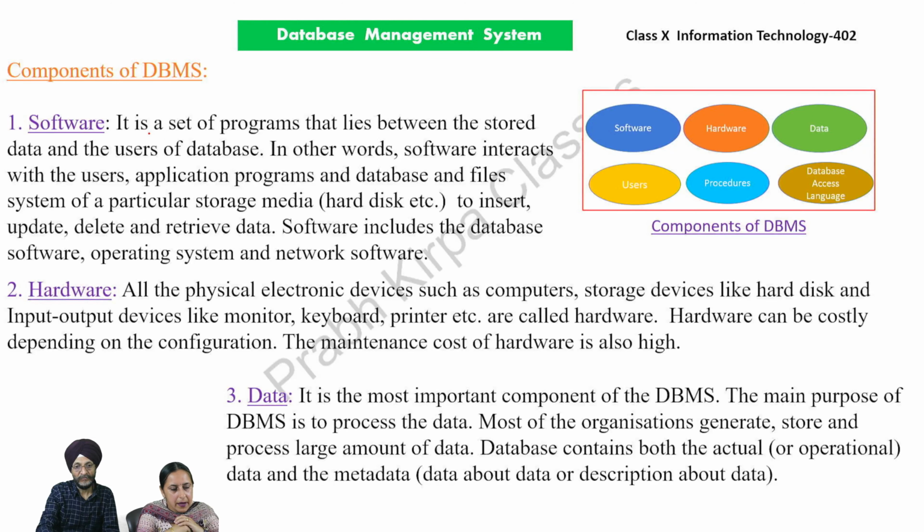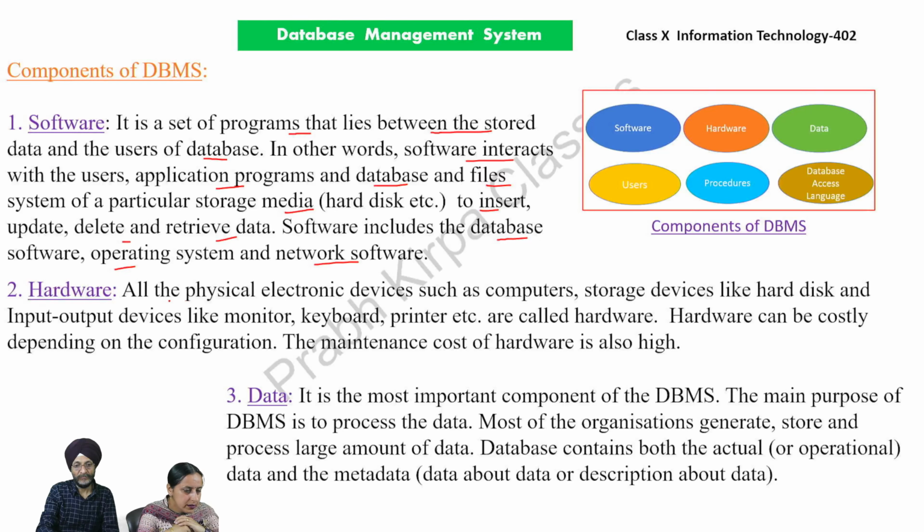Components of DBMS. Number one, software. It is a set of programs that lies between the stored data and the users of the database. In other words, software interacts with the user application programs and the database and file system of a particular storage media to insert, update, delete, and retrieve data. Software includes the database software, operating system, and network software.